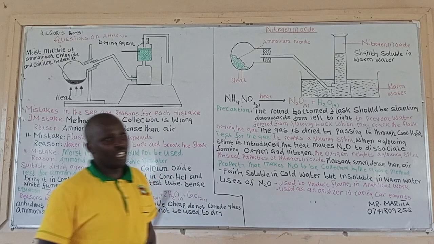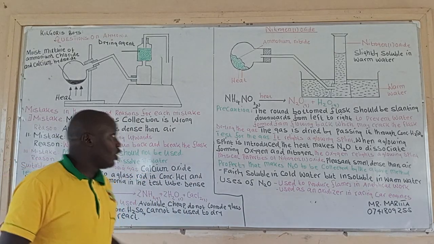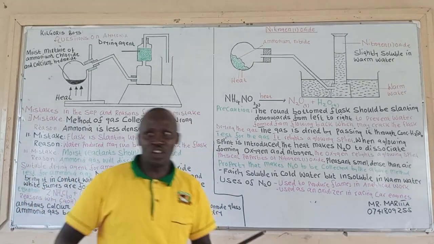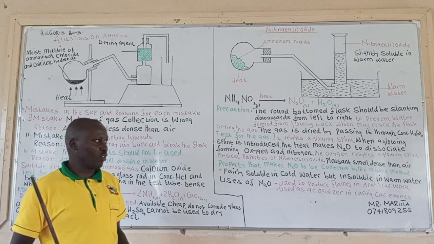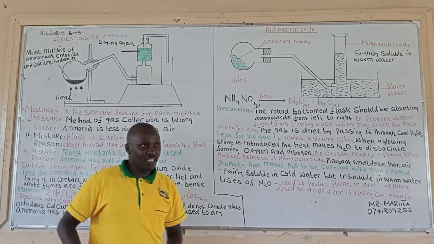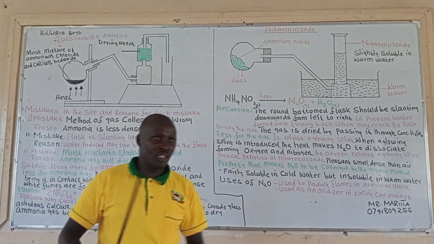Today we are looking at KCSE revision. Our topic is nitrogen and its compounds. So we have the questions on laboratory preparation of ammonia and the questions on laboratory preparation of nitrogen(I) oxide. I have the two diagrams. If I can start from the first diagram, this is the laboratory preparation of nitrogen(I) oxide.